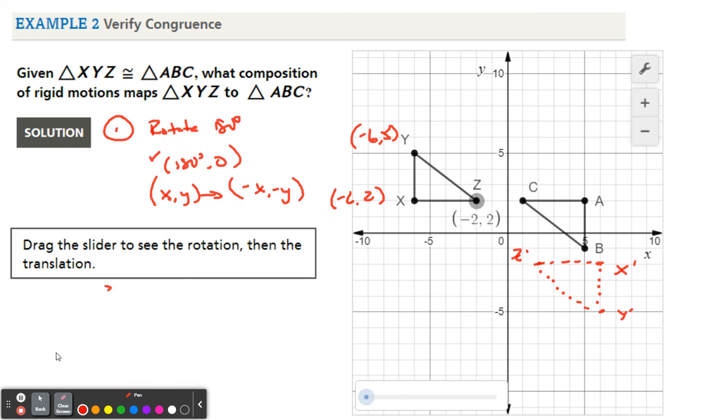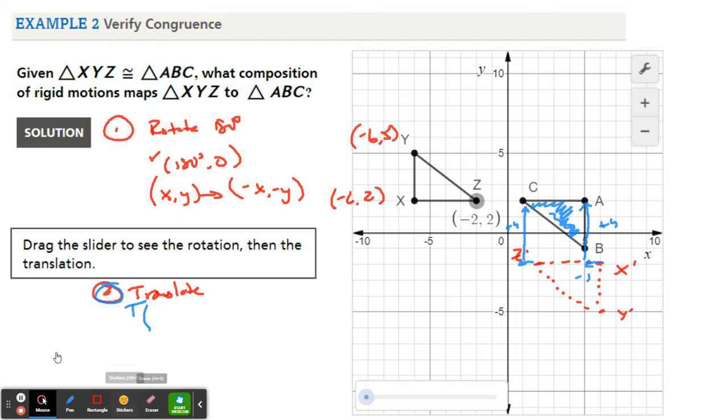And now the second thing we'll do is a translation, right? Let's do it in blue here. So to translate now, how do I make X' become A? Well, it looks like to go to the left 1 and up 1, 2, 3, 4. So up 4. Do the same thing with Z, right? Move it left 1 and up 1, 2, 3, 4. So all 3 points should go the same distance, same direction, and you'll end up on this figure. So that'd be a translation. One sec, sorry, I'm forgetting the notation. So we're going to translate left 1 and up 4.